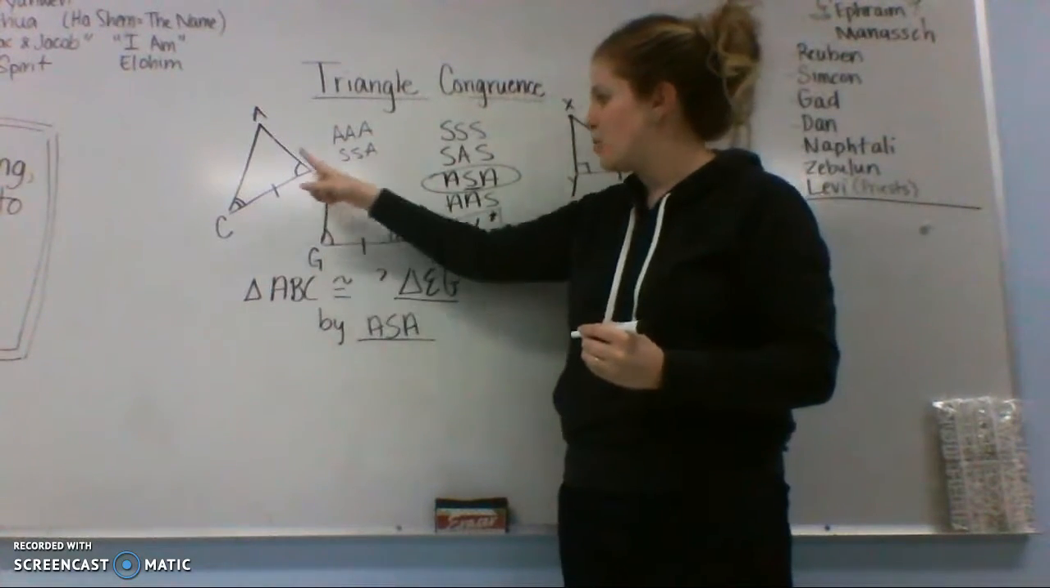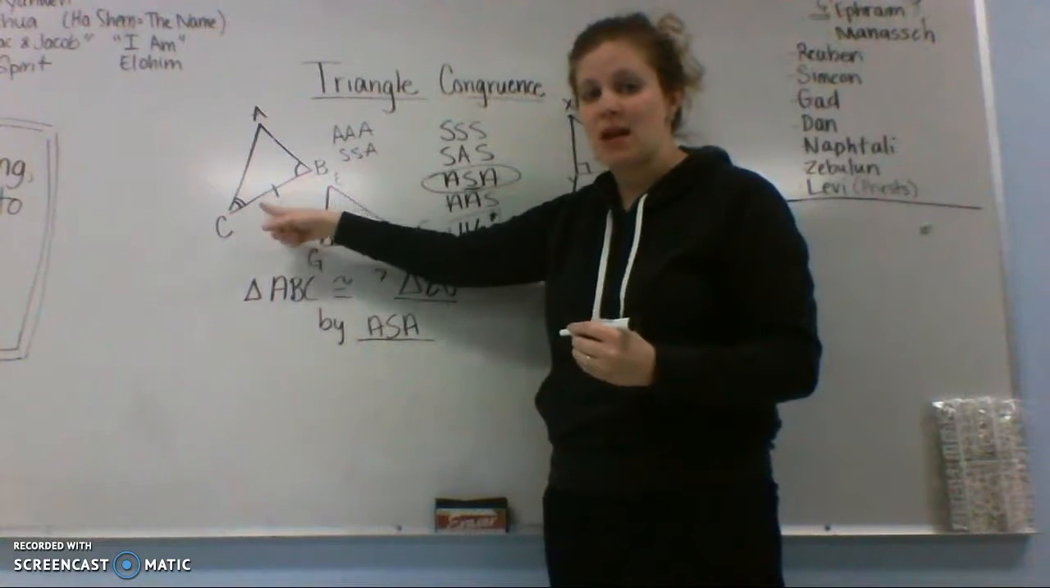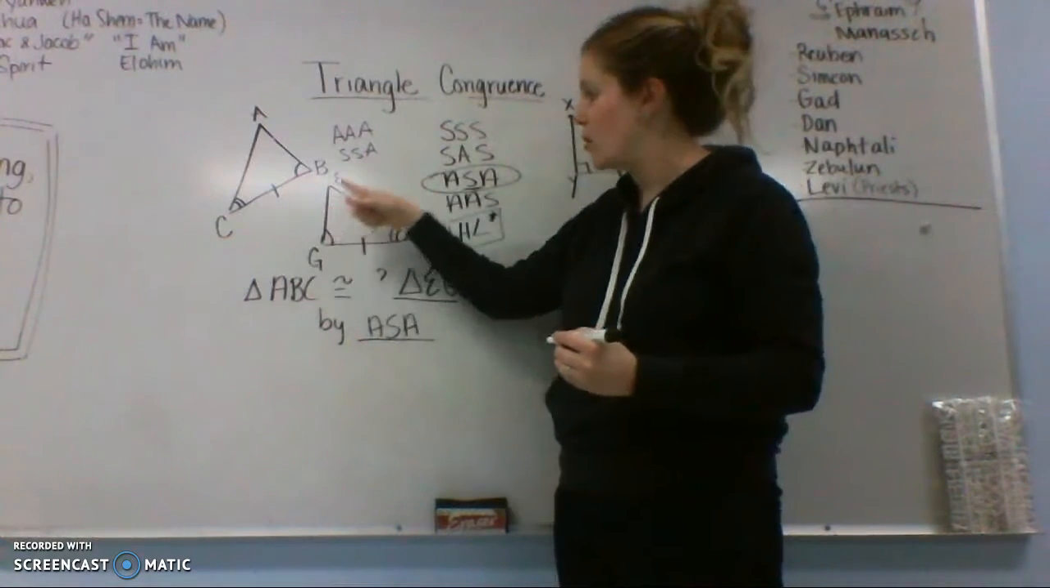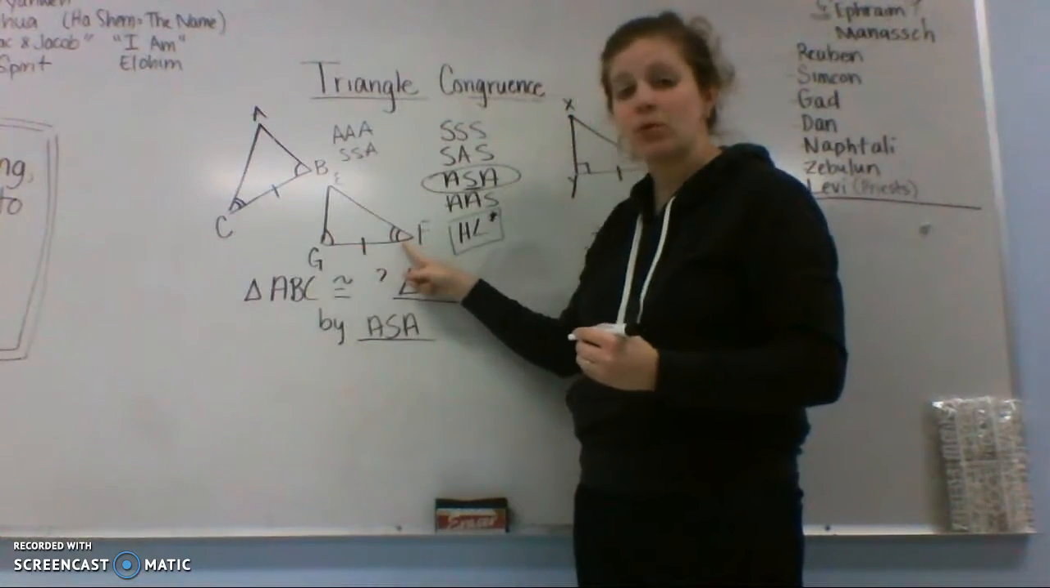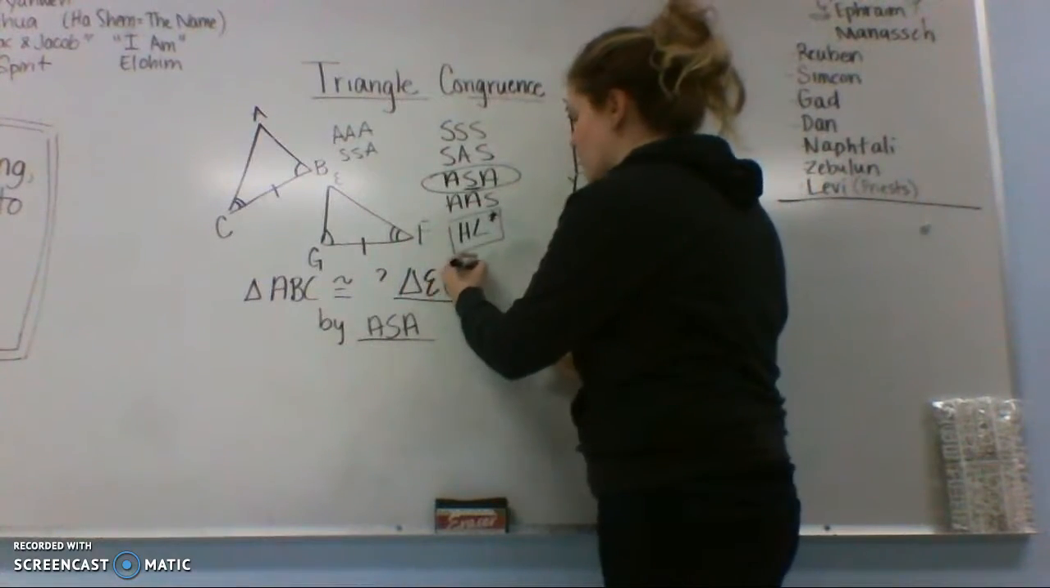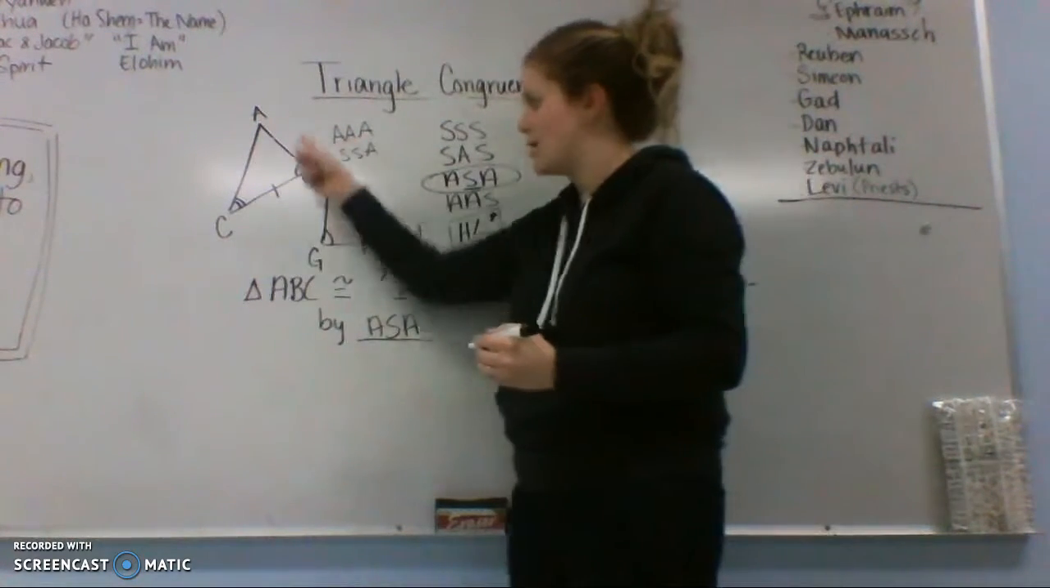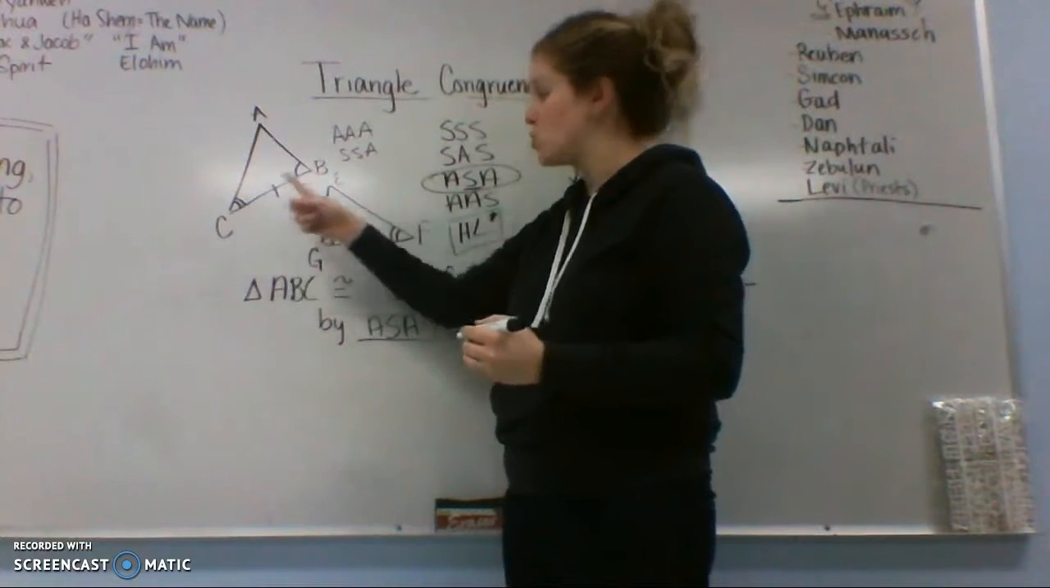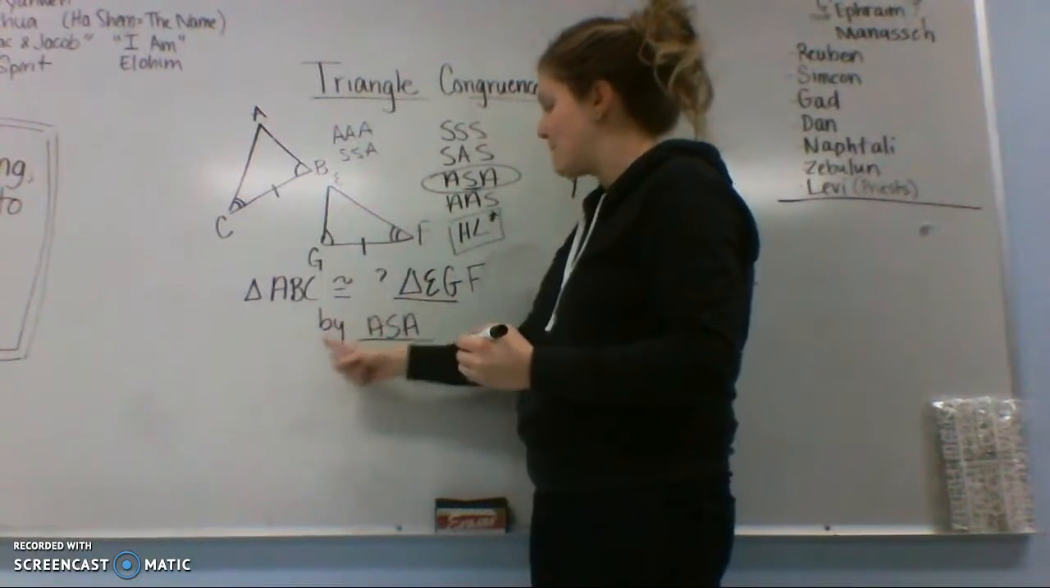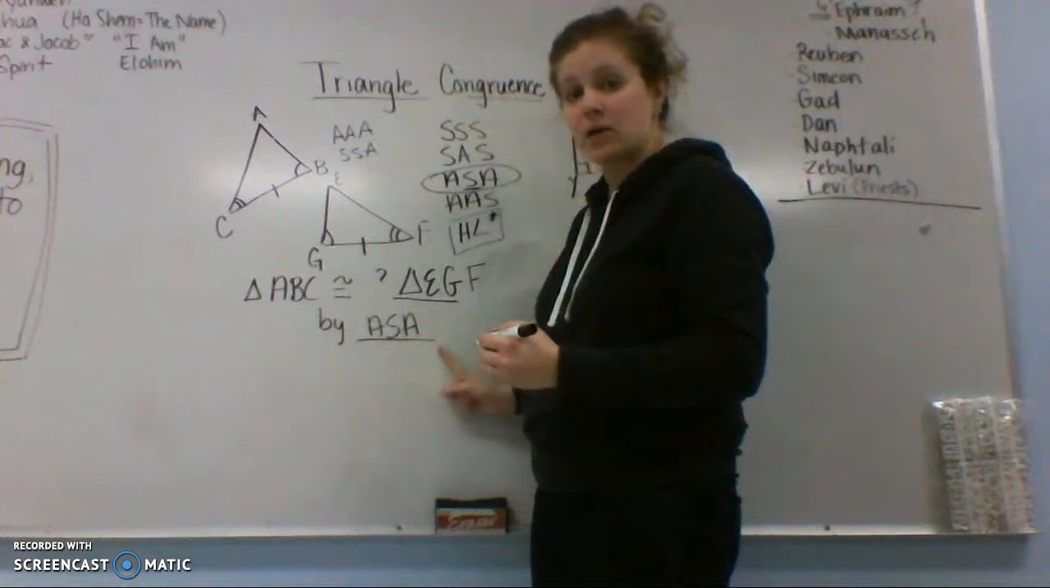After G, then they move, so they do A, B, and they end up with one with two arcs, which is C. So we go E, G, and end up with one with two arcs, which is F. So our final answer for this question would be triangle ABC is congruent to triangle EGF by angle, side, angle.